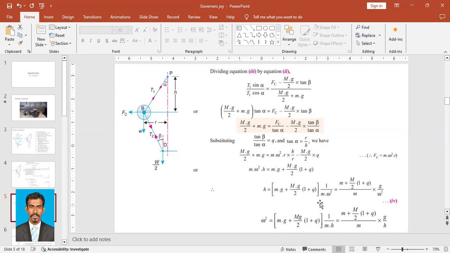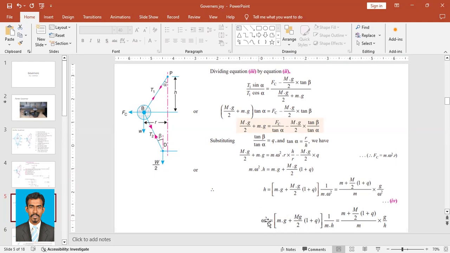Now we are trying to make omega squared the subject. Here h is the subject. This part you don't need to do actually. If the question is to find h, you can stop somewhere here. If the question is to find omega squared, you need this. So depending on what your subject is, you can move. Now we are trying to rearrange it.